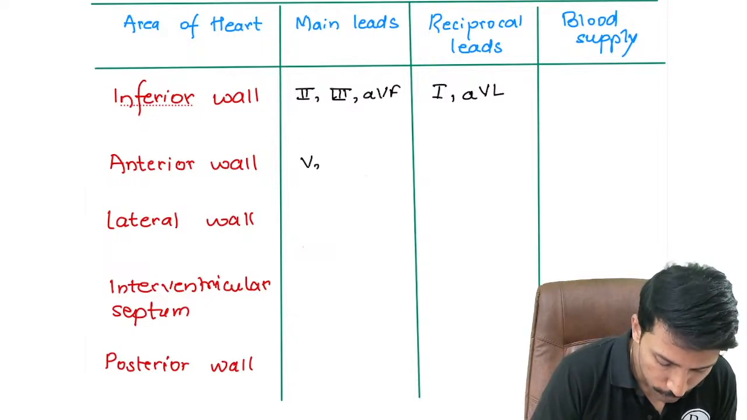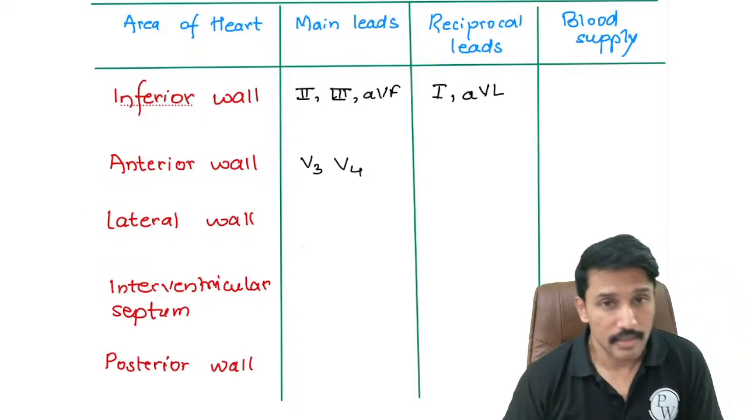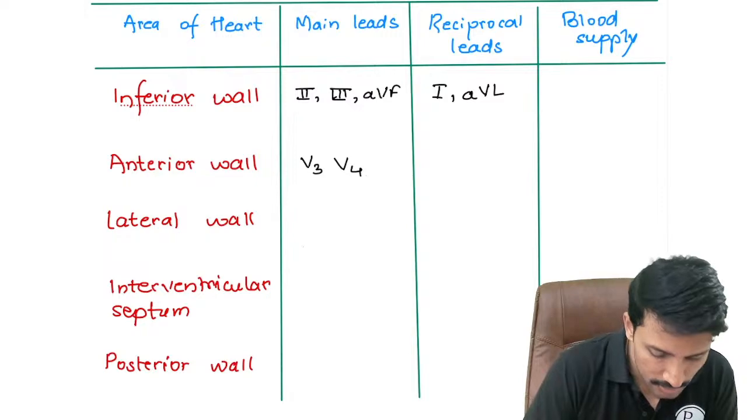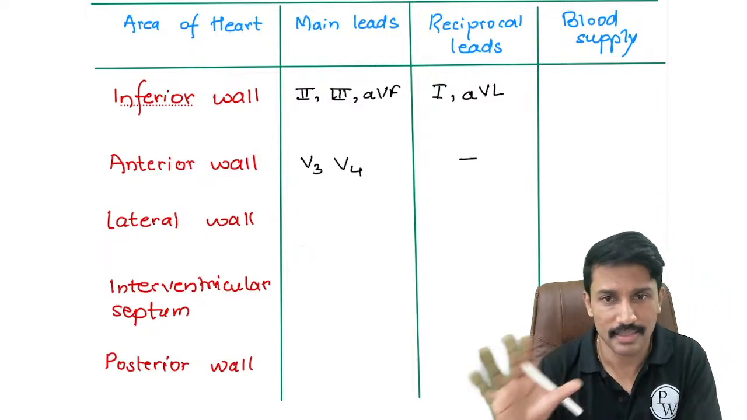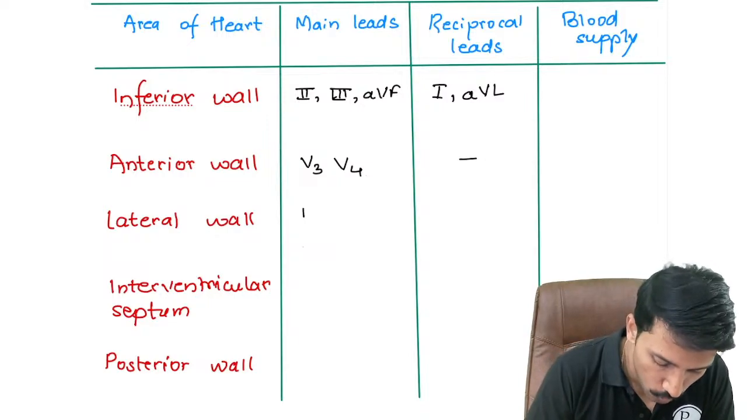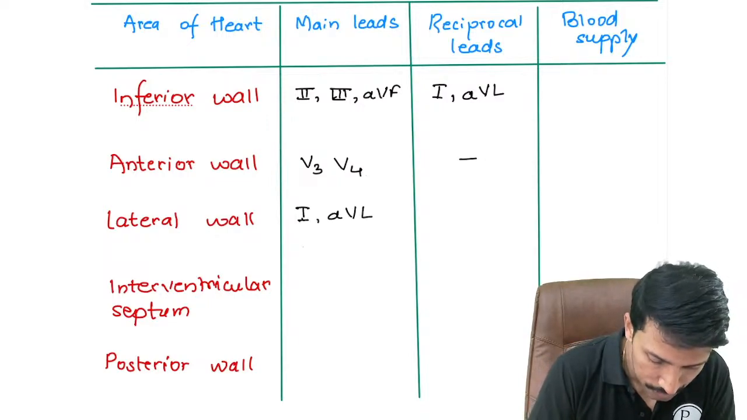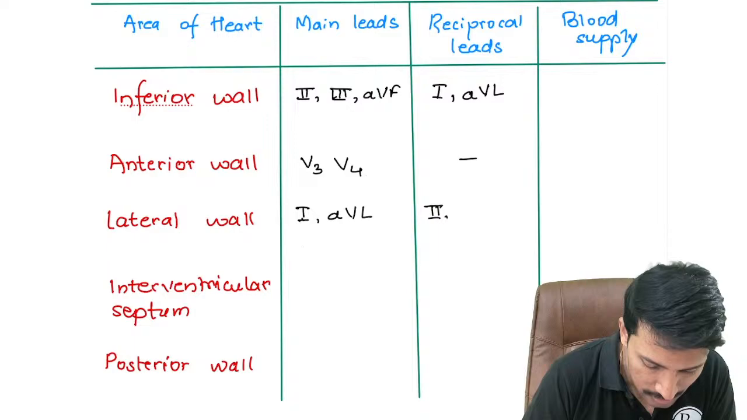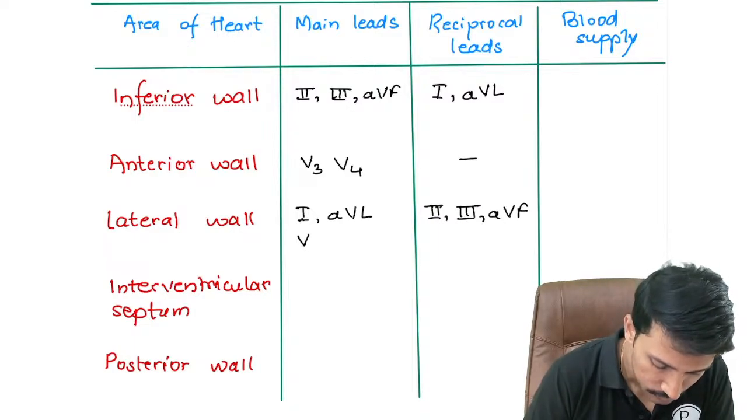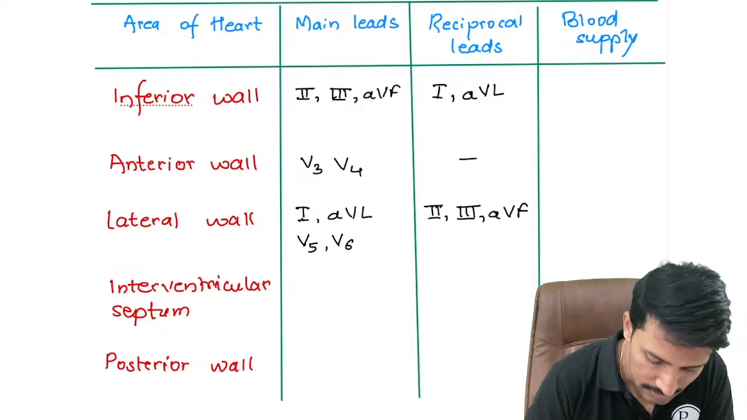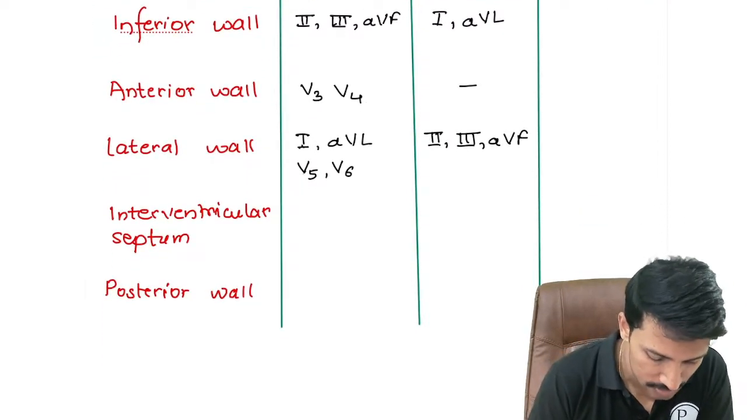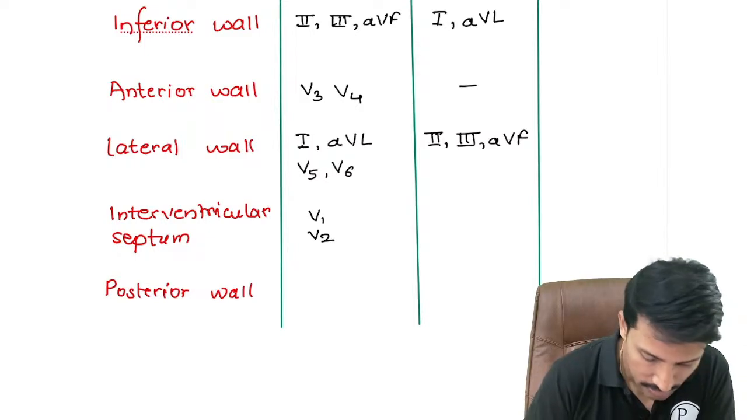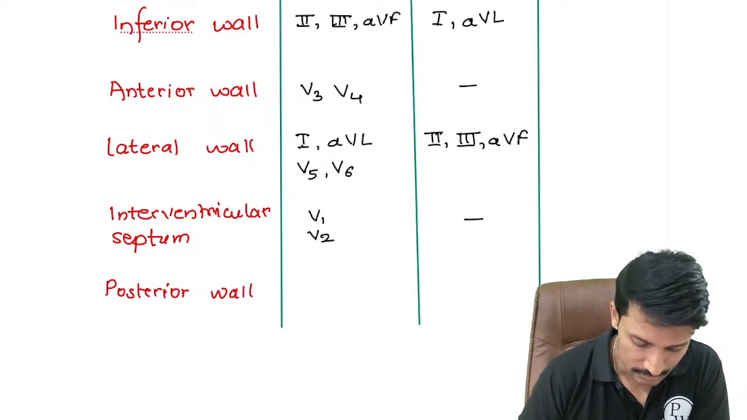And then V3, V4 are the main leads for the anterior wall. There are no reciprocal leads in the standard 12 lead ECG. If I put posterior leads, then it can be. Okay. Lateral wall, 1, AVL for the higher portion, and for that we have 2, 3, AVF acting as the reciprocal leads. On the other hand, V5, V6 are for lower leads, and we do not have any reciprocal leads for them. Interventricular septum or septum in general, V1 and V2 are the leads. They do not have reciprocal leads.